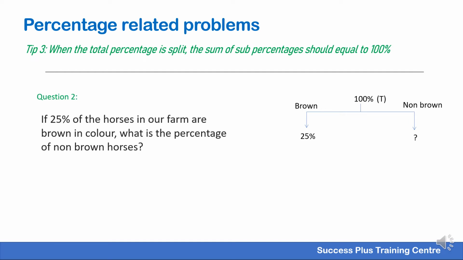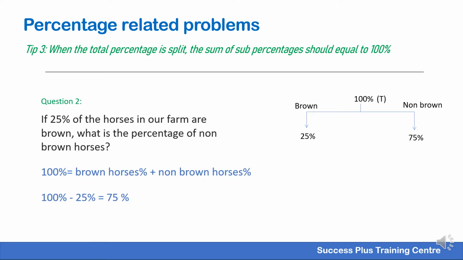If 25% of the horses in our farm were brown colour, what is the percentage of non-brown horses? Pause the video and work out the percentage of these non-brown horses. Correct, it's going to be 75%.